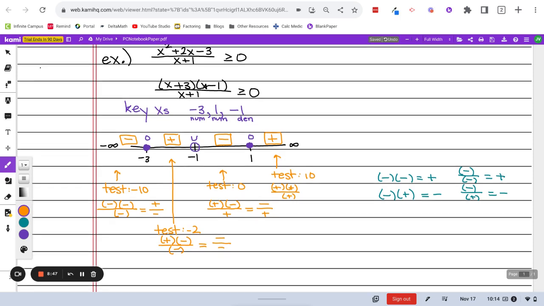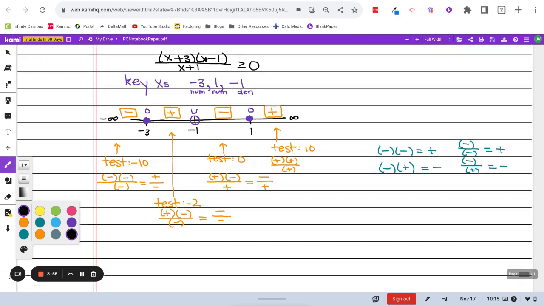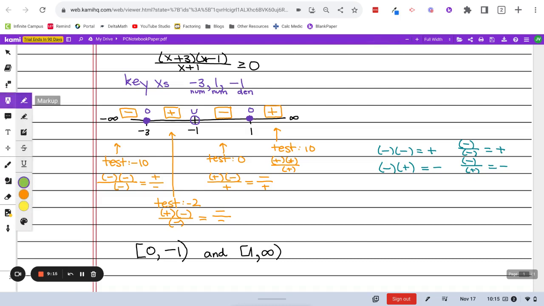Okay, so now my job is to look at what are the places we are greater than or equal to 0. So greater than or equal to 0 is where we're positive. And we are positive from -3 to -1. But -1 is an open circle because of the undefined part, so I'm just going to use a parenthesis. And we are positive from +1 to infinity. So I'm just reading along the sign chart, looking for places where we are positive and 0.